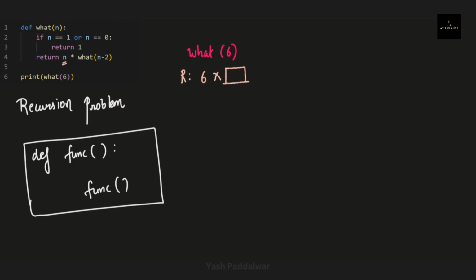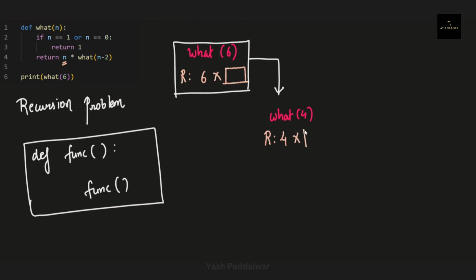So n here is 6 into, now again what function is called with n minus 2, which means this particular value of what of n minus 2 is yet to be calculated, and hence it will call again the what function, but this time now the parameter will be 4 because 6 minus 2 is 4. You can see the diagram depicts the hierarchy. Now again we need to jump to the definition of what function with the parameter 4. Here now n value is 4. Again the if condition doesn't satisfy, hence the line number 4 will be executed and n into what of n minus 2 will be returned. Here n is 4 and what of n minus 2 is again to be calculated.